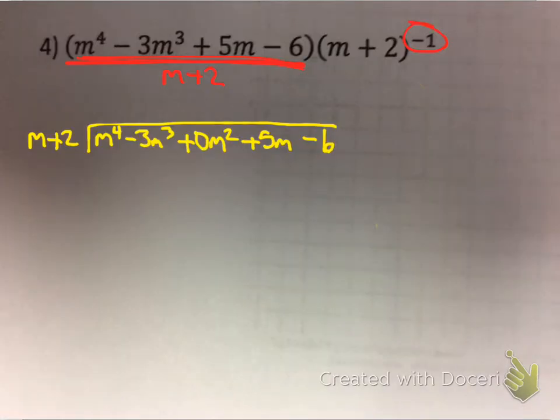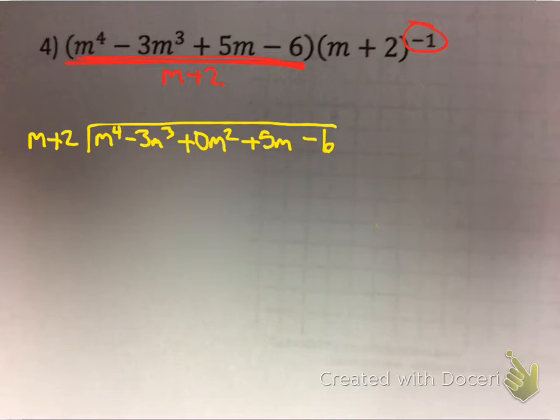Okay, so on number 4, I want you to realize that anything to the negative 1 power just means that it got moved down, so it's acting as a divisor. So just keep in mind, notice how the m plus 2 is being written as a dividing. And then you basically ignore the negative 1. Just realize that means divide.